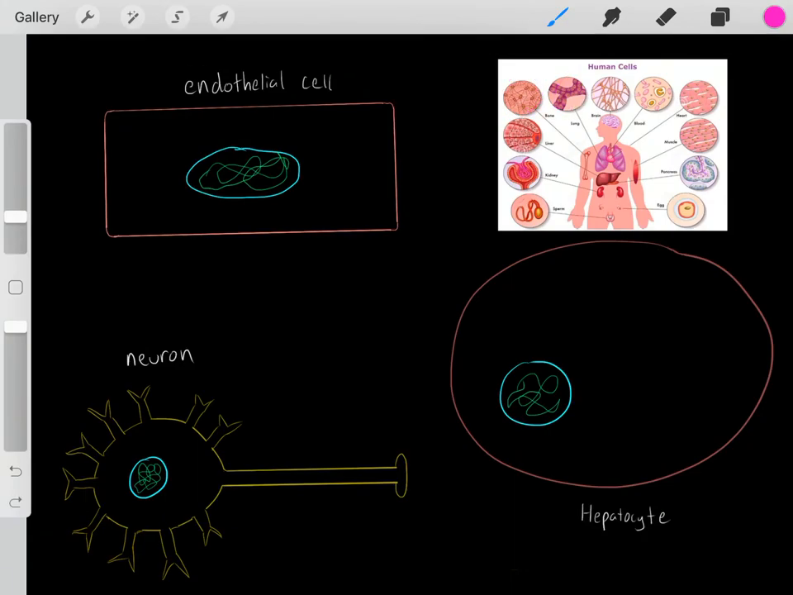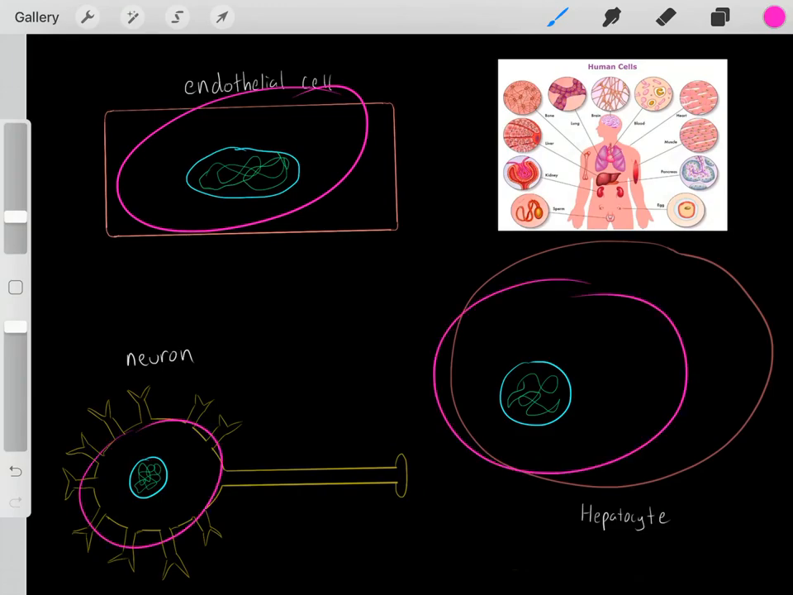We know we get chromosomes from our mom and our dad, but every single cell in our body has the exact same genome, whether it's an endothelial cell or a hepatocyte or a neuron. The only exception is certain immune cells and also our gametes. But besides that, nearly every single cell in our body has the exact same genome.